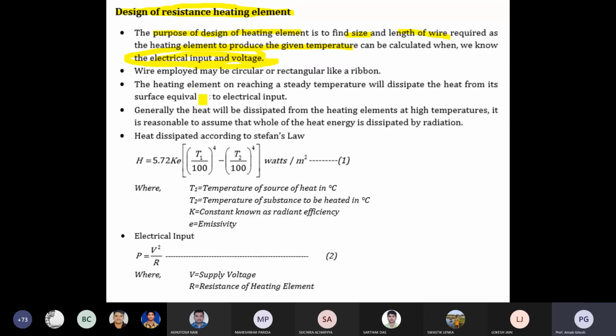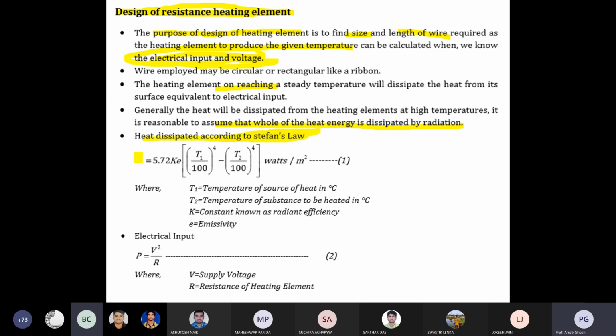On reaching the steady state temperature, the heating element will dissipate heat from its surface equivalent to the electrical input. Generally the heat is dissipated from the heating elements at high temperatures, so it is reasonable to assume that the whole of the heat energy is dissipated by radiation, and the heat is dissipated according to Stefan's law.